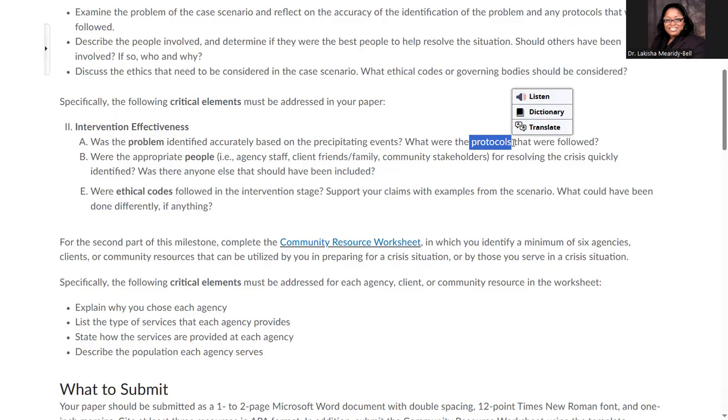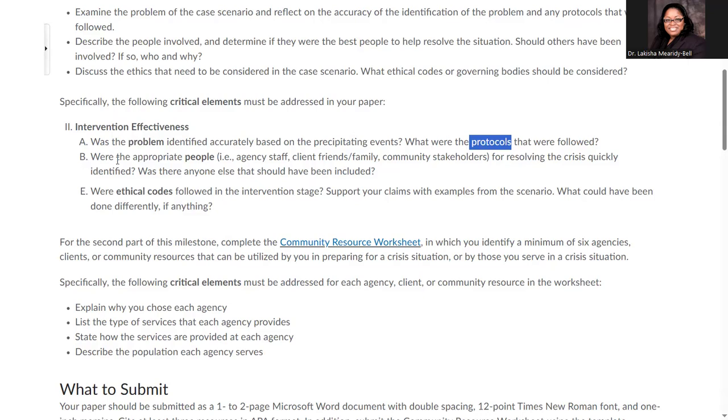So when you're exploring this particular section and getting ready to answer it, make sure that you know or become aware of those ethical standards and what your course reading materials have shared for this week to best fit how you're going to respond to that particular bullet.